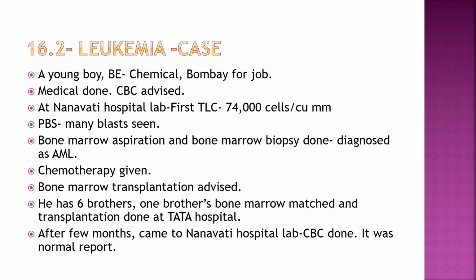So bone marrow aspiration and bone marrow biopsy were advised, and done. And the person was diagnosed as AML, that is acute myeloid leukemia. Then a few cycles of chemotherapy were given. Then because he was very young, bone marrow transplantation was advised. He has six brothers, and one brother's bone marrow matched, and then transplantation was done at Tata hospital. After a few months he came to Nanavati hospital again for a CBC investigation, and that time it was a normal report. So because of the CBC, the person got diagnosed with AML earlier, and then he got treatment earlier and early cure. That is why CBC is very important.